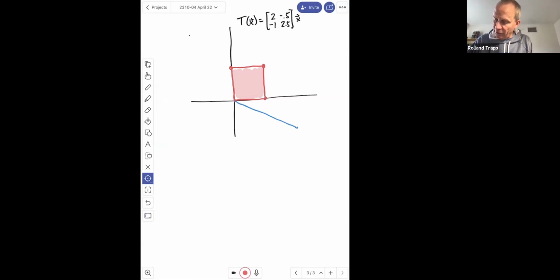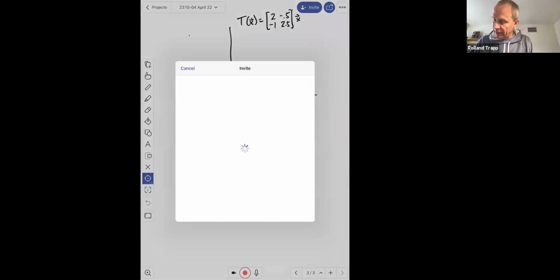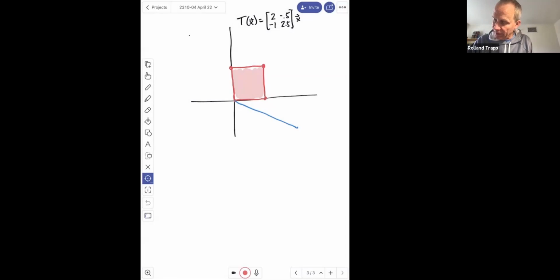And what's the image of E2? Well, it's the second column, right? Because if I hit this matrix with 0, 1, that just picks out the second column, which is going to be -1/2, 2.5.